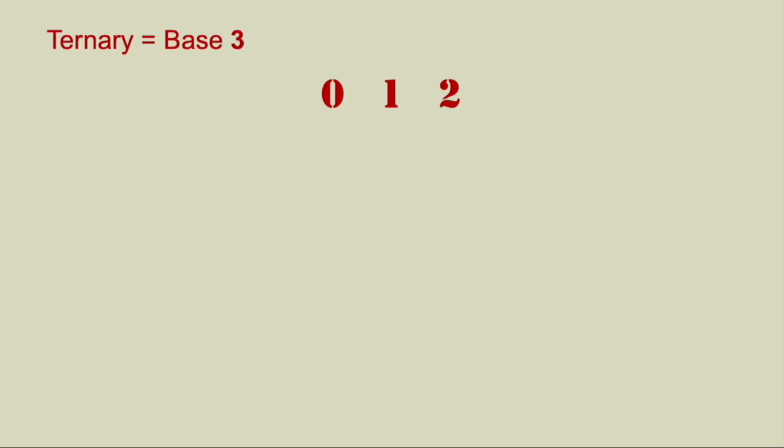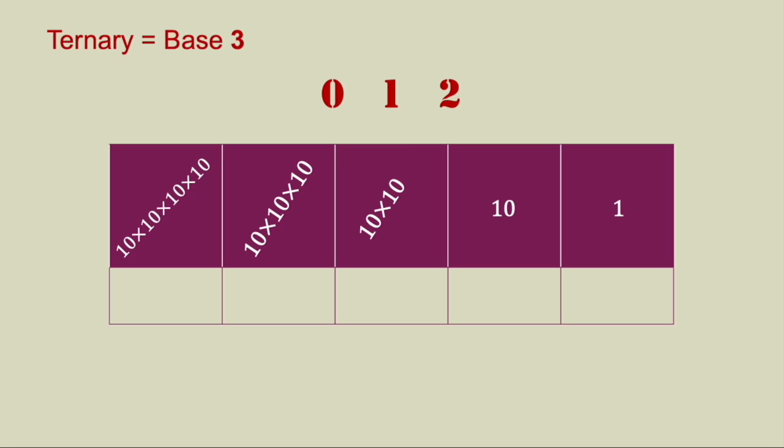Now let's figure out this system's place value. All we need to do is change all 10s for 3s. The rightmost position is still going to be the ones, just like before. The digit in the next position is worth 3 times its value. The next position has a value of 3 times 3, and so on.